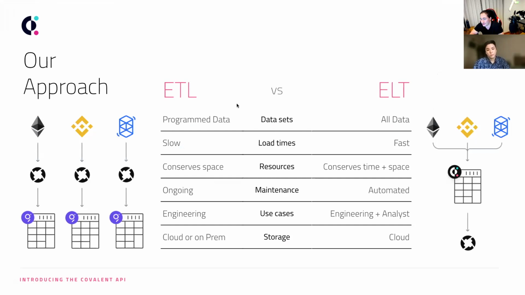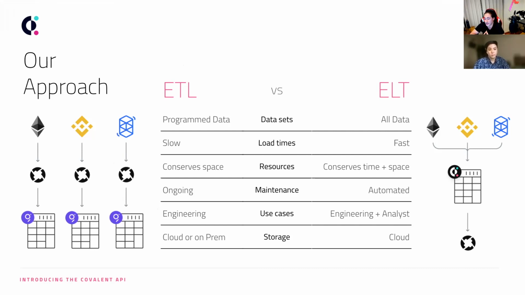For those who are wondering about the difference between Covalent and Graph, here it is. We are essentially an ELT tool. ELT stands for extract, load, and transform. And Graph is an ETL tool. ETL stands for extract, transform, and load. The main distinction here is based on the order of events. In ETL, we apply transformation to data while it's being moved, whereas in ELT, you apply transformation to data only after it's been moved.